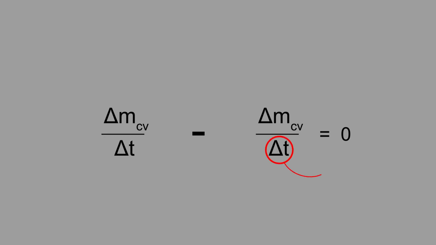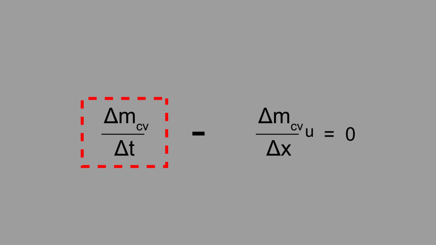So our equation now is the first term being the mass loss due to time and the second term being the mass gain due to motion, which allows us to replace delta t by delta x over u only for the second term. Our equation now is in the following form. To have it equal to 0, however, the term due to loss is negative.